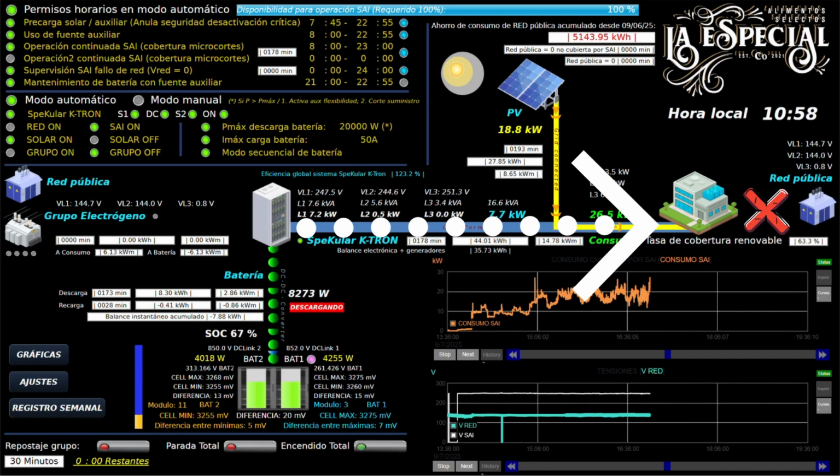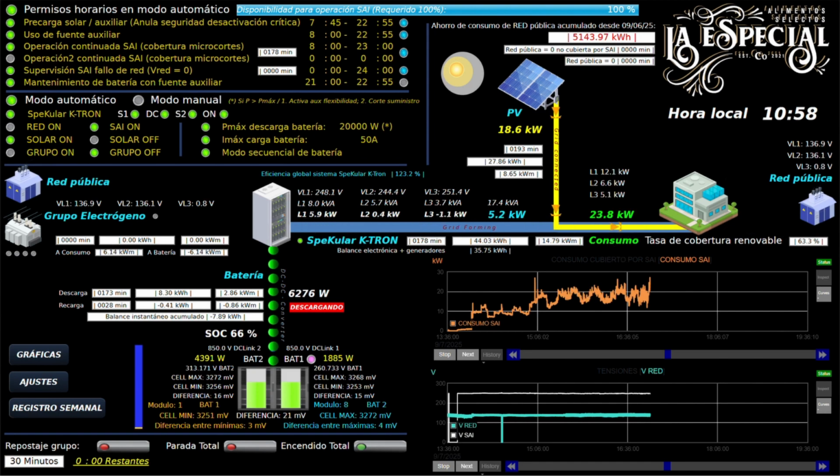in a way that the continuity and reliability of the energy supply can be guaranteed to protect the consumer equipment integrity. As a reminder, SpeKular TRON can be integrated in any building covering 100% of the load supply consumptions, or covering a specific percentage of it where the most sensitive and critical devices are connected.